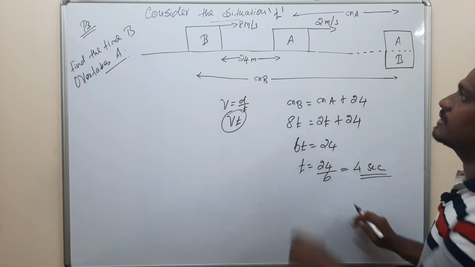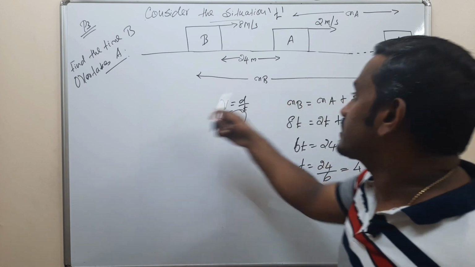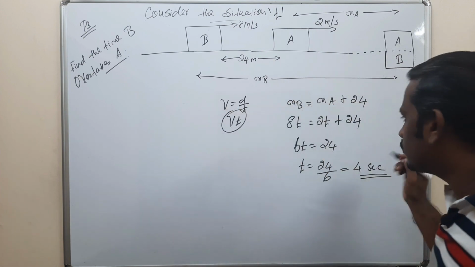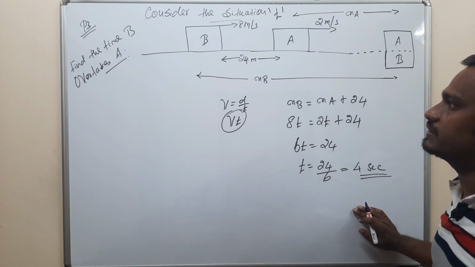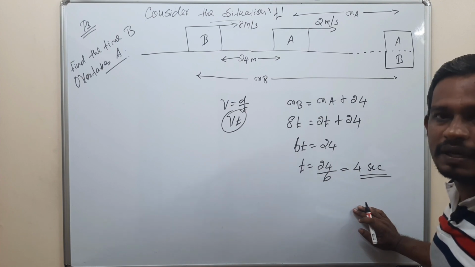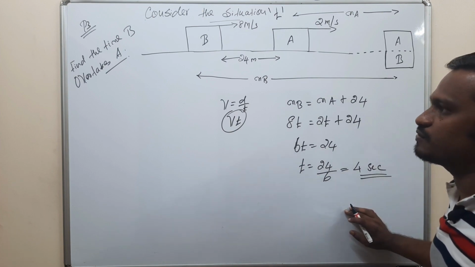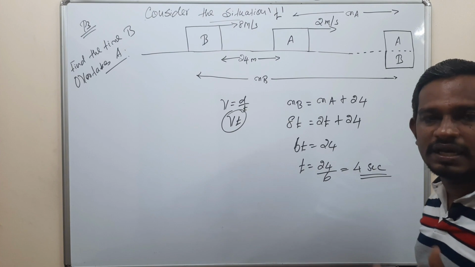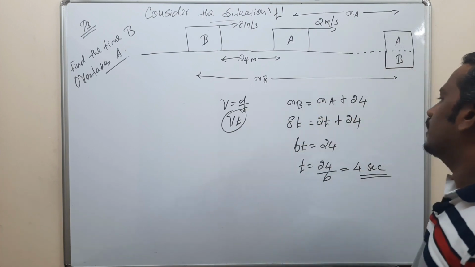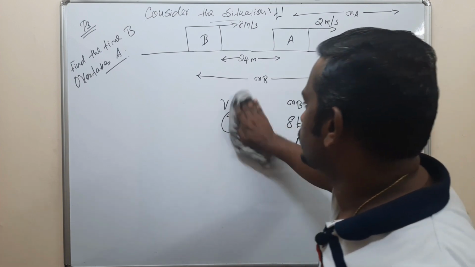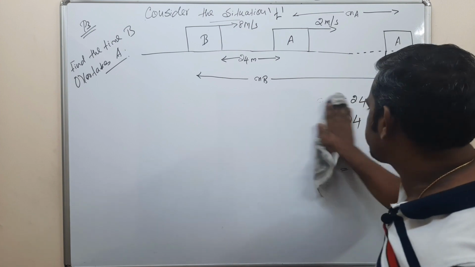What we considered initially was that after time t, car B overtakes car A. So t is equal to 4 seconds. After 4 seconds, car B overtakes car A. So we have solved this using the relation of velocity, displacement and time. Now we are going to solve this problem using the relative velocity concept.